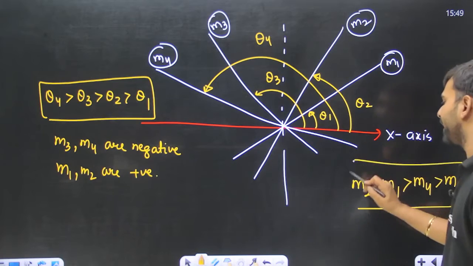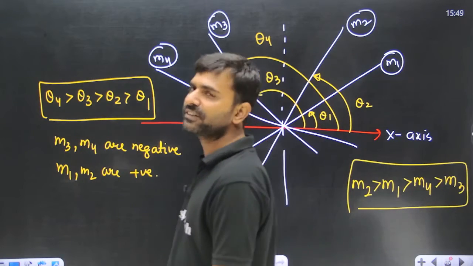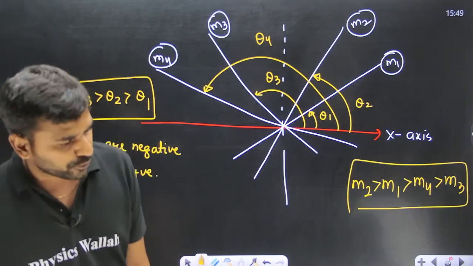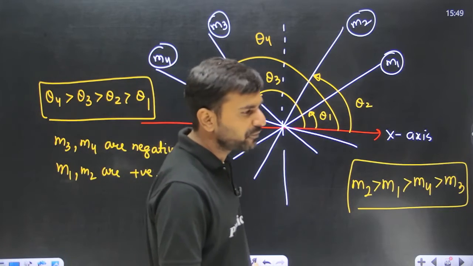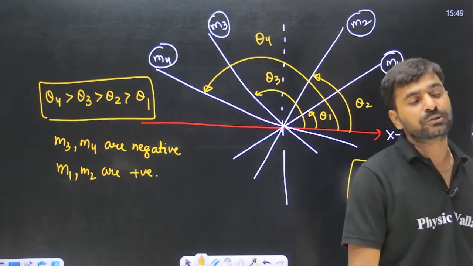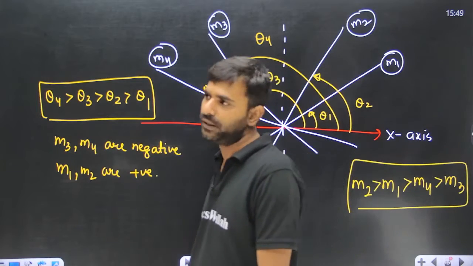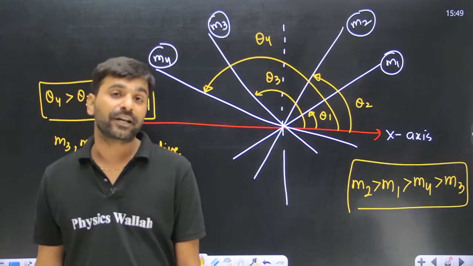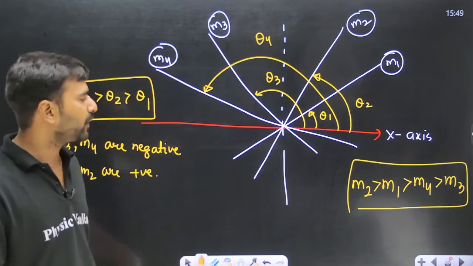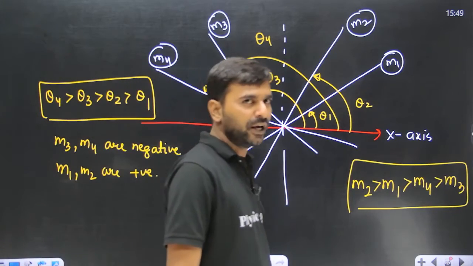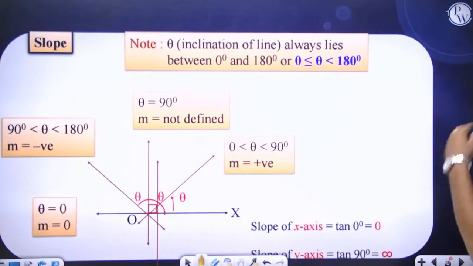You can take two angles, 120 degree and 150 degree. Tan of 120 degree is going to be minus root 3, whereas tan of 150 degree is going to be minus 1 by root 3. Which one is bigger, minus 1 by root 3 or minus root 3? Minus 1 by root 3 is bigger, yes or no? Feel it? So that's why this order will be followed if the four slopes m1, m2, m3, m4 are given to me.